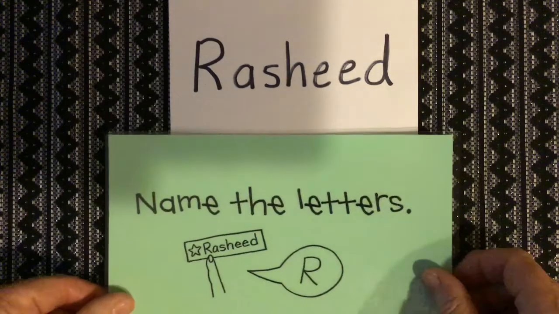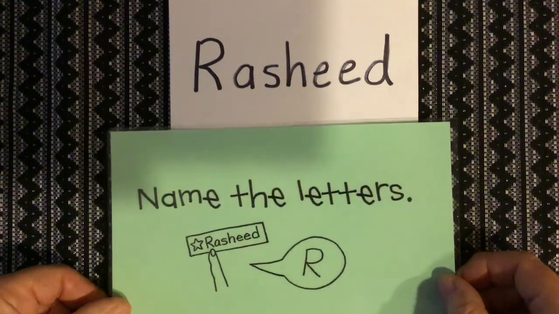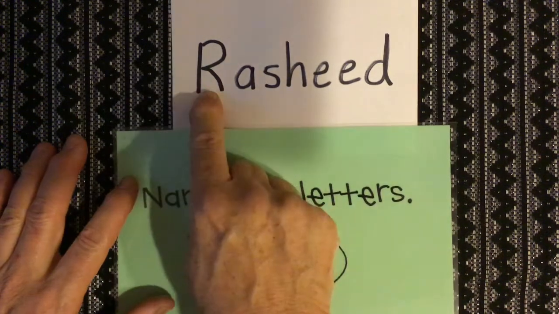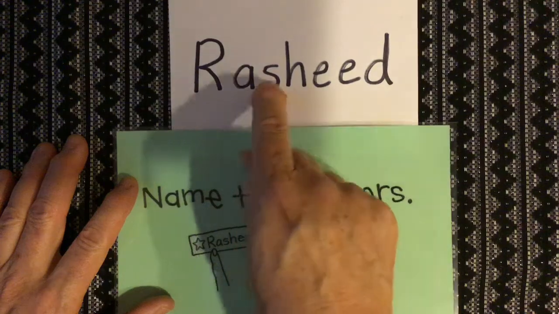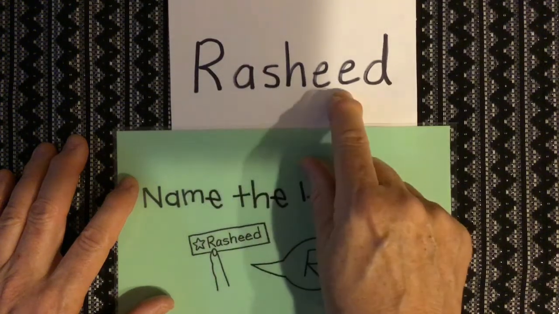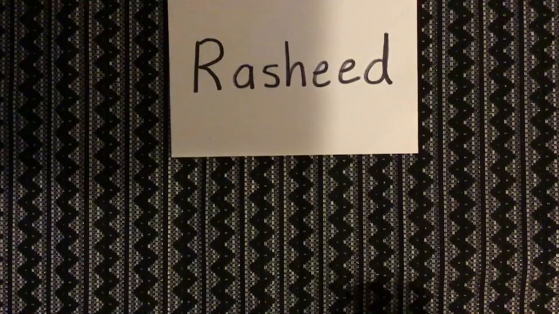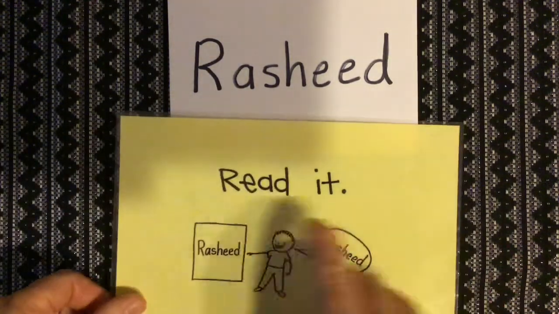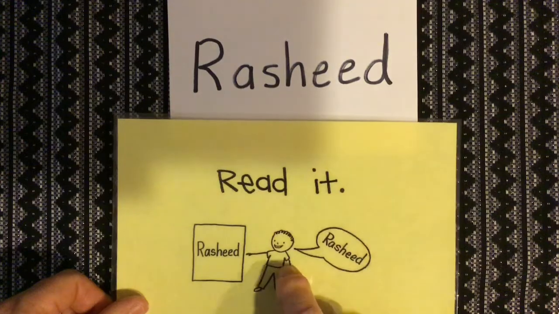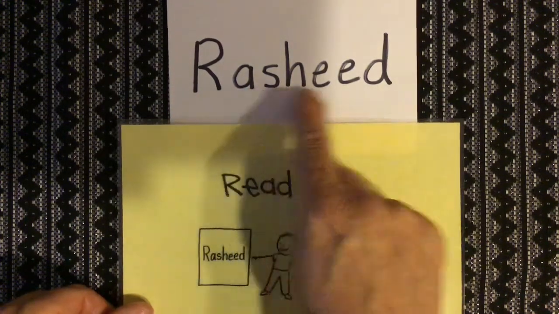The first thing we need to do is name the letters. Okay, here I go. R-A-S-H-E-E-D. Okay, next thing I'm going to do is read it. Okay, Rashid.